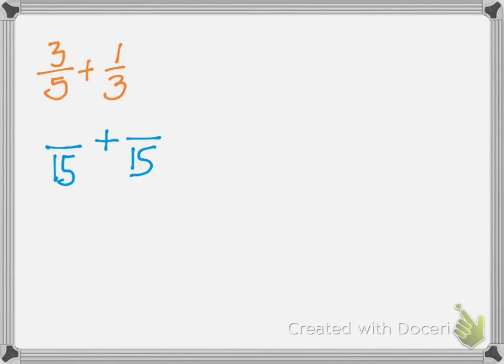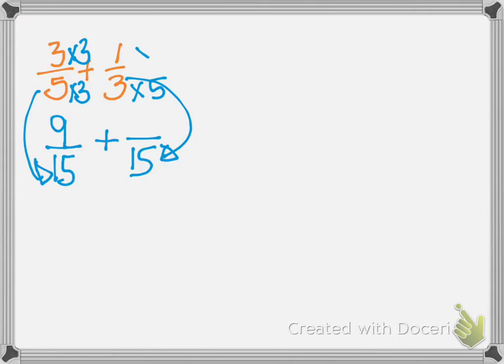Now, 5 times what is 15? 5 times 3, so whatever we do to the bottom, we do to the top, we get 9. 3 times what is 15? 3 times 5, times the top by 5, we get 5. Now we add our numerators. Denominator stays the same. It is not improper, and it is in simplest form, so you're done.